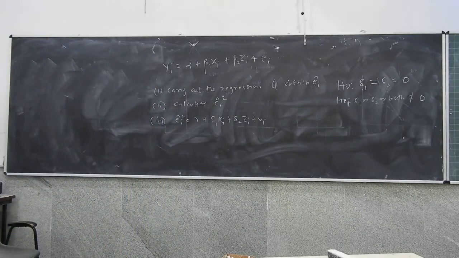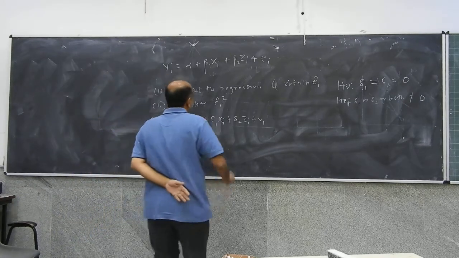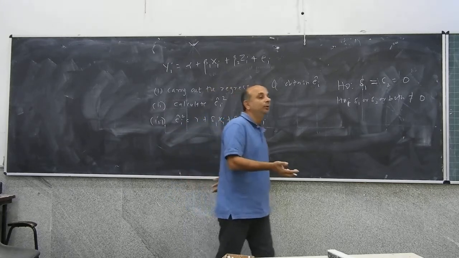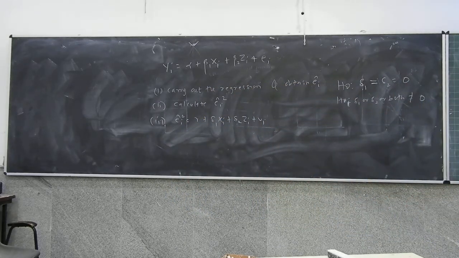So if both delta 1 and delta 2 are equal to 0, what is that equation left with? Gamma and Vi. So E hat i square is what? Gamma plus Vi. So what is the expected value of E hat i square then? If these are 0, you are left only with gamma and Vi, and Vi has expected value 0. What is the expected value of E hat i square? Gamma. But what is meant by the expected value of E hat i square? What is it an estimator of?